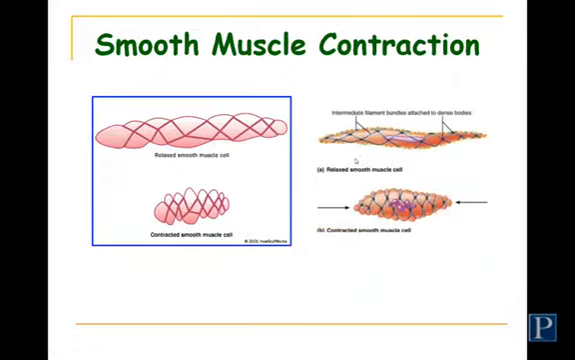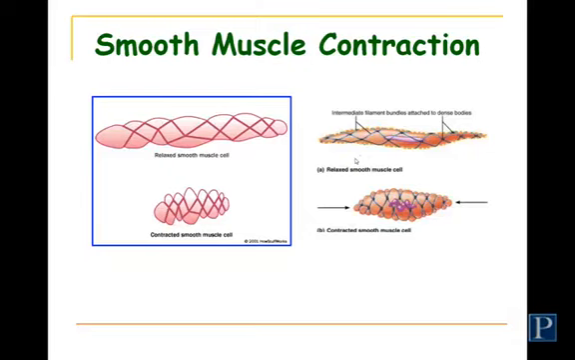The dense bodies are also attached to the sarcolemma. Remember what the sarcolemma is. Sarcolemma is the fancy term for the muscle cell membrane. So the dense bodies are attached to the sarcolemma. They act as anchors for the thin filaments.